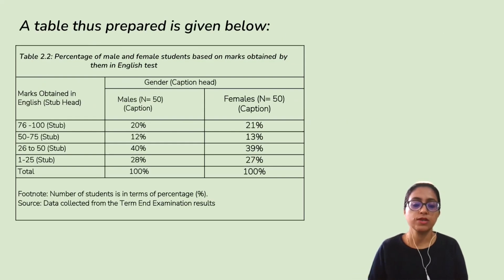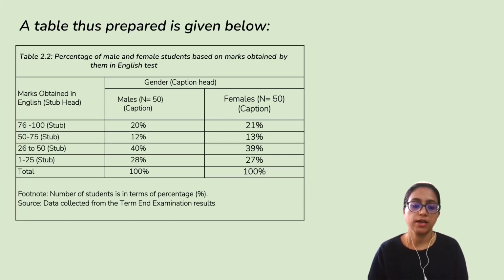Okay, so let us see this table which is prepared. Okay, and we will see various aspects of the table. It will be clear how to name a table. Okay, first of all comes the table title. So if you can see here, the title of the table is the percentage of male and female students based on marks obtained by them in the English test.